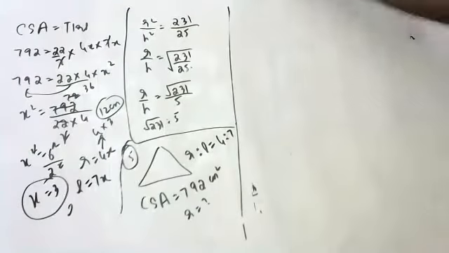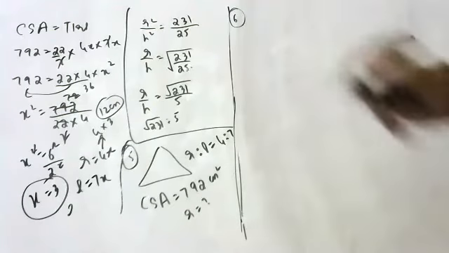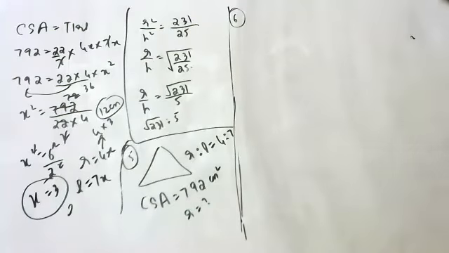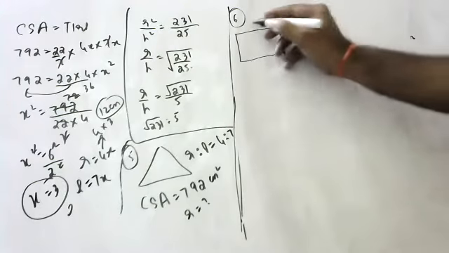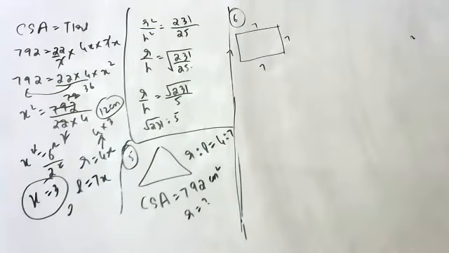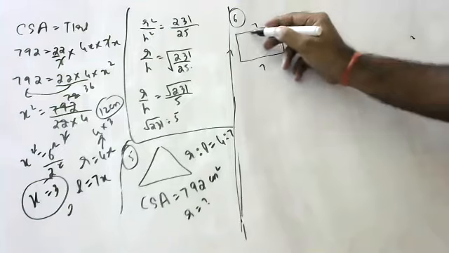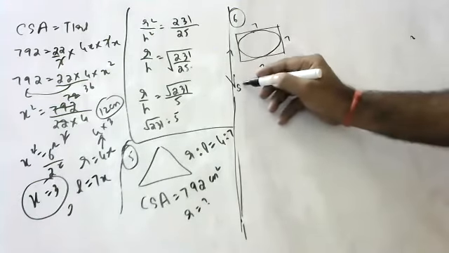Next. The largest sphere is carved out of a cube of size 7 centimeters. What is the volume of the sphere?